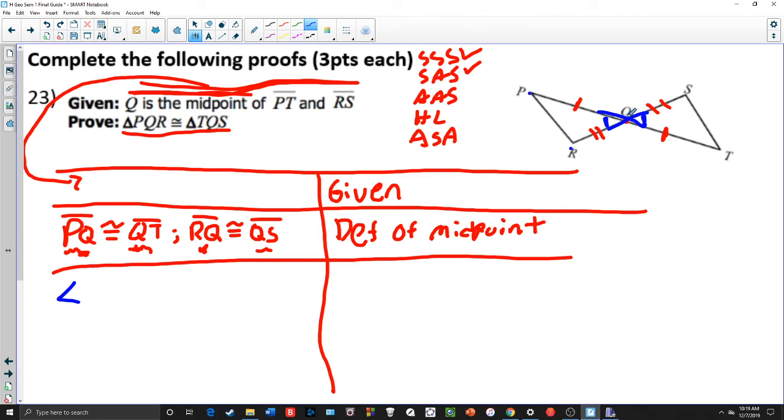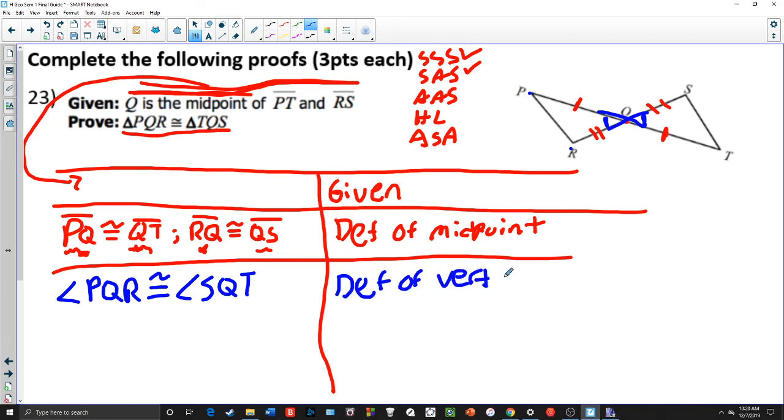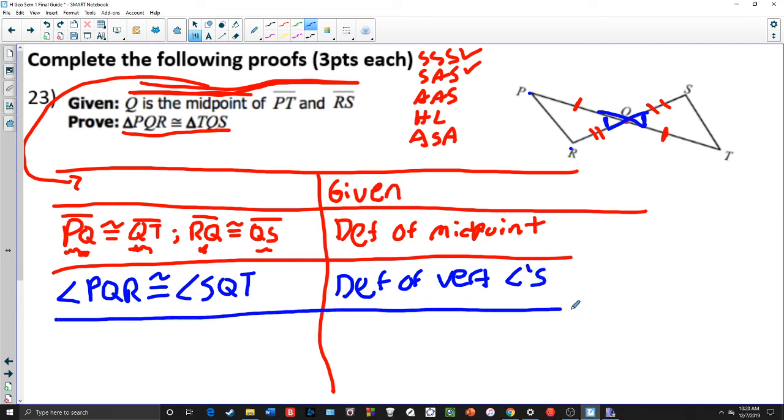I'm going this way, PQR. So angle PQR is congruent to angle SQT, by definition of vertical angles. Vertical angles are always equal or congruent to each other.